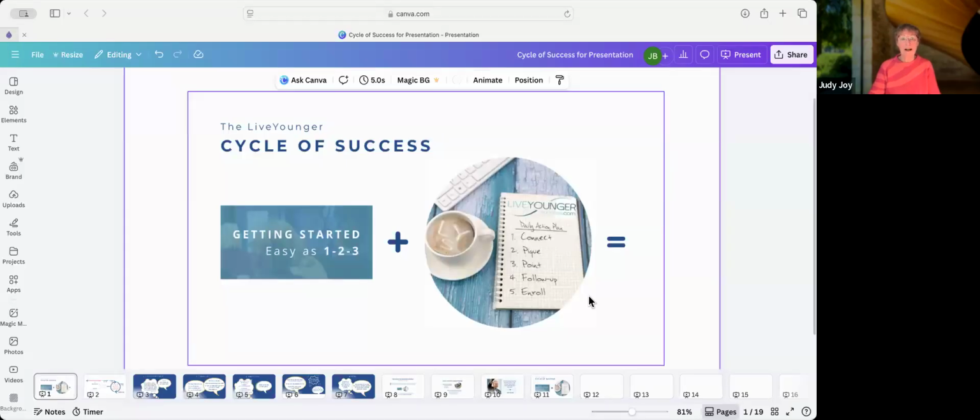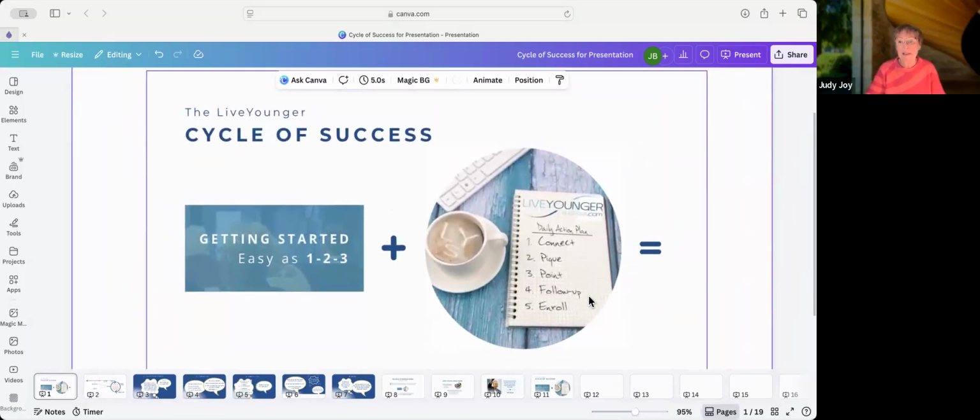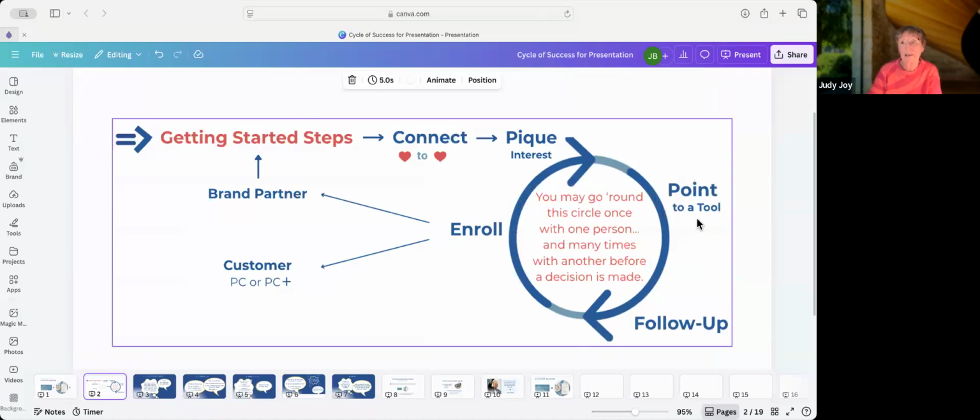All right. So here we are, the Live Younger cycle of success: getting started, easy as 1, 2, 3, and our daily action plan, an image that Liz created, which I absolutely love. Daily action plan, for any of you who are new here for the first time: 1, we connect. 2, we peek. 3, we point. 4, follow up. 5, enroll. So if you're brand new, you're going to be wondering, what on earth is that? But you add those two together, and here's really our cycle of success.